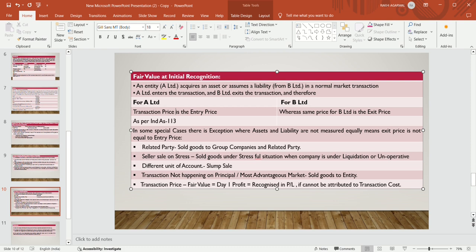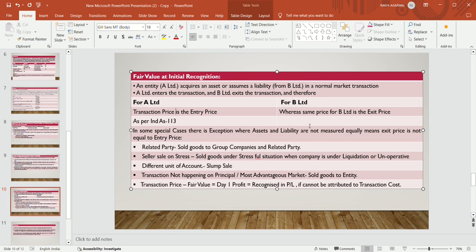Suppose the seller sells under stress conditions. If the seller is not in a position to run the company and has to discontinue and wants to sell the company, because he is in a stressful situation and requires money to pay off his creditors or liabilities. In that case, goods are sold under a stressful situation, when the company is under a liquidation process or is not operating. So they sell at a price lower than the market value. In that case, fair value is not used.